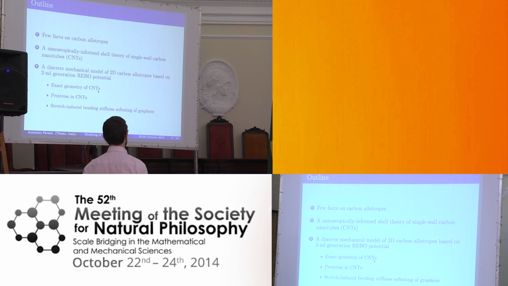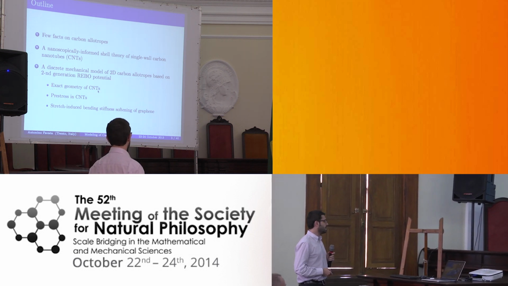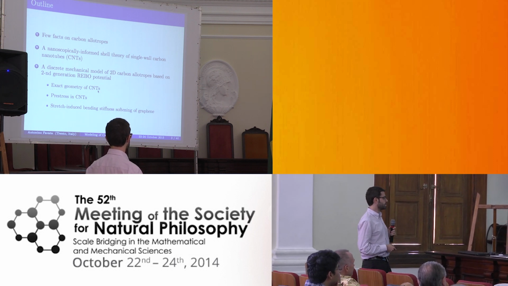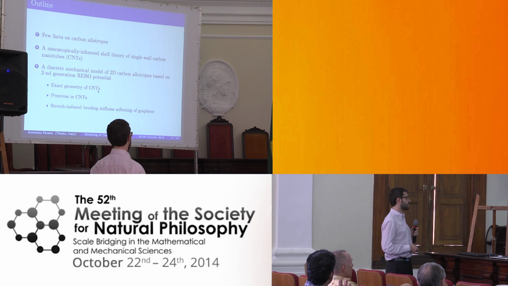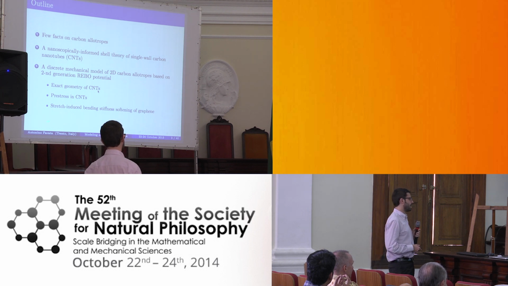This is a short outline of my presentation. I will start with a few facts about carbon allotropes. And then shortly I will give an account of a continuum theory for carbon nanotubes. And then the third point, which is the bulk of my presentation, I will present a discrete mechanical model for 2D carbon allotropes, which is based on the second generation reactive REBO potential. In particular, there are three applications I have in mind: to discuss the exact geometry of carbon nanotubes, the role of upper stress in carbon nanotubes, and the softening of bending stiffness in graphene induced by stretching.